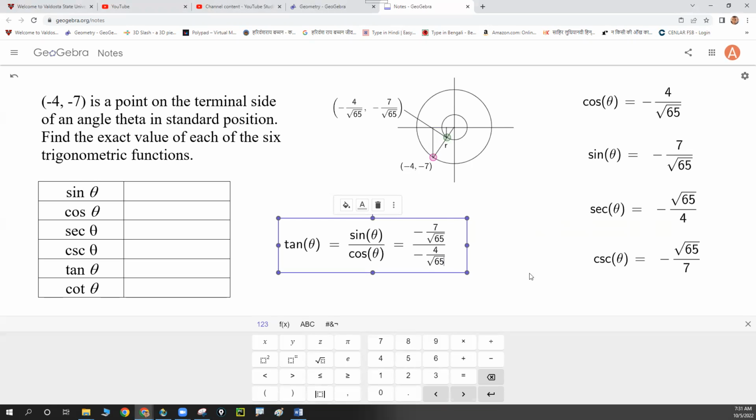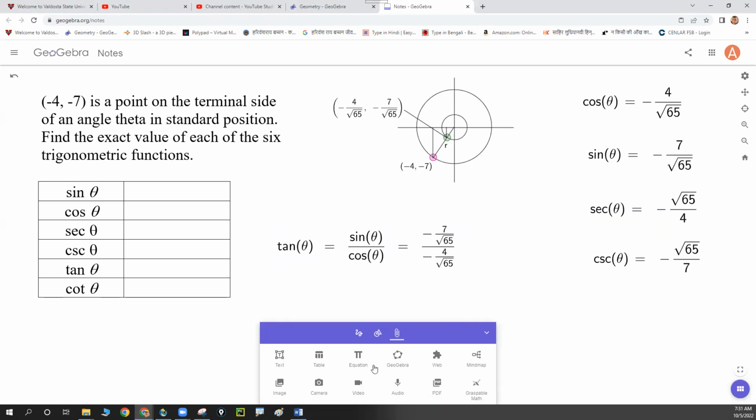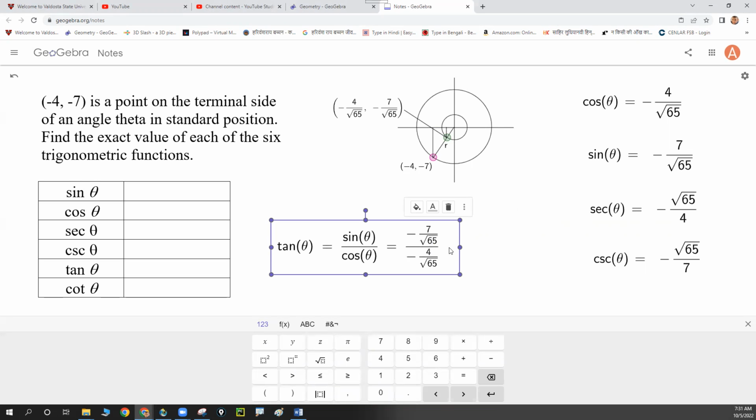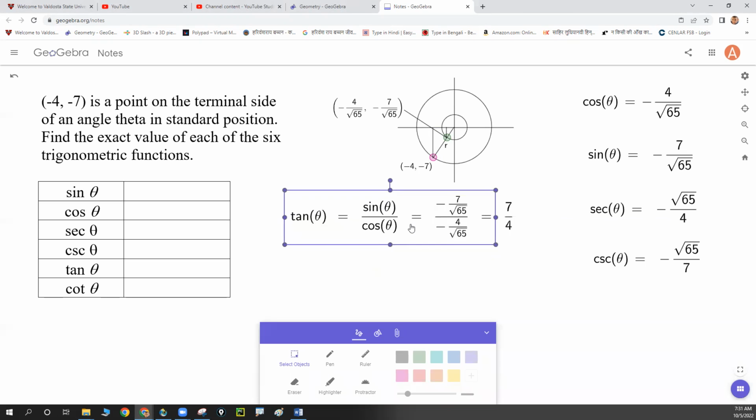Okay, almost done, guys. Almost done. If you do your flip and multiply, this minus sign and this minus sign will cancel, and this will cancel with this. So you're going to be left with 7 over 4. Do it. And at this point, you know how to do it. Positive 7 over 4. Done. That's my tan value.